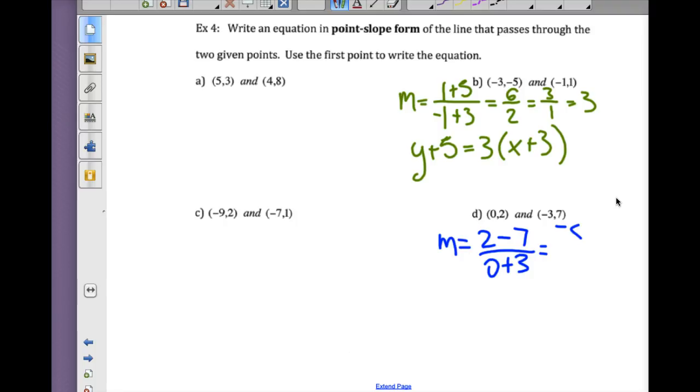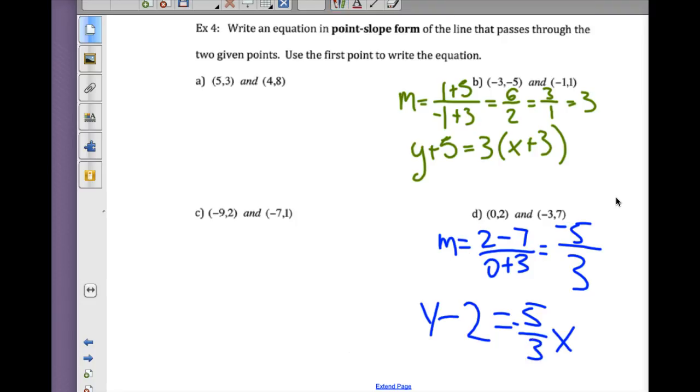Explain as you do things. So I did 2 minus 7 over 0 plus 3. And then y minus 2 equals negative 5/3 x.